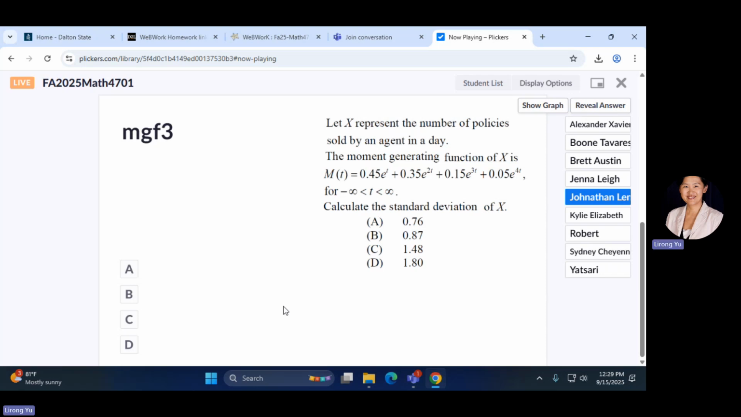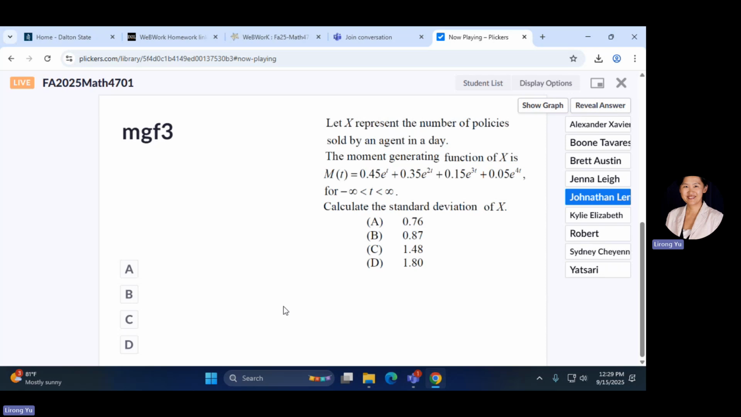On the board is today's attendance question. It's a moment generating function. So we wish to be able to determine the moment of the function when the moment generating function is given. To answer this question, we really need to know what the moment generating function is used for. What you're going to do is find the derivative, and then make t equal to 0.